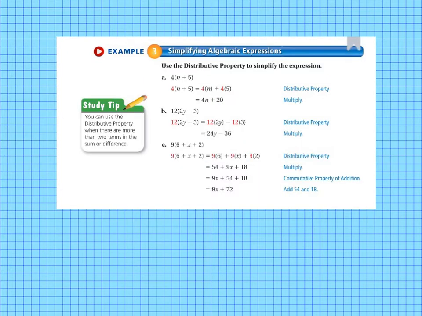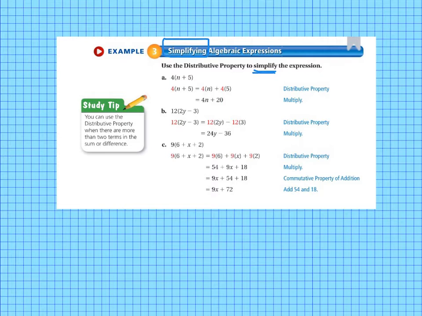Let's take a look at example 3, simplifying algebraic expressions. When you see this word simplifying, it means you're using as few terms as possible. So we're going to use the distributive property to simplify our expressions.